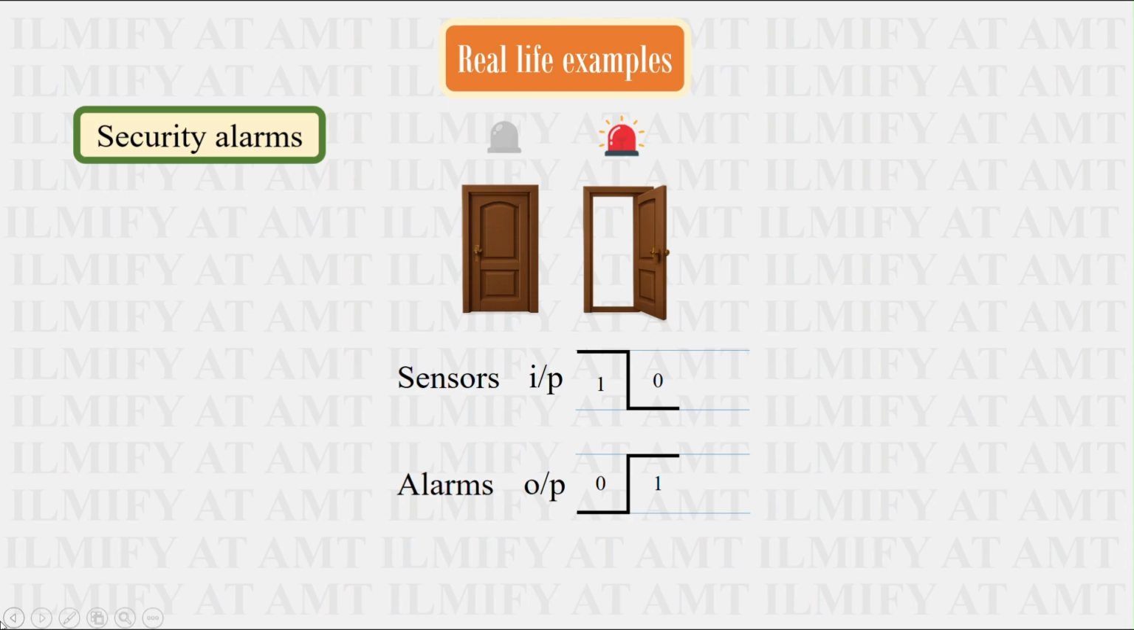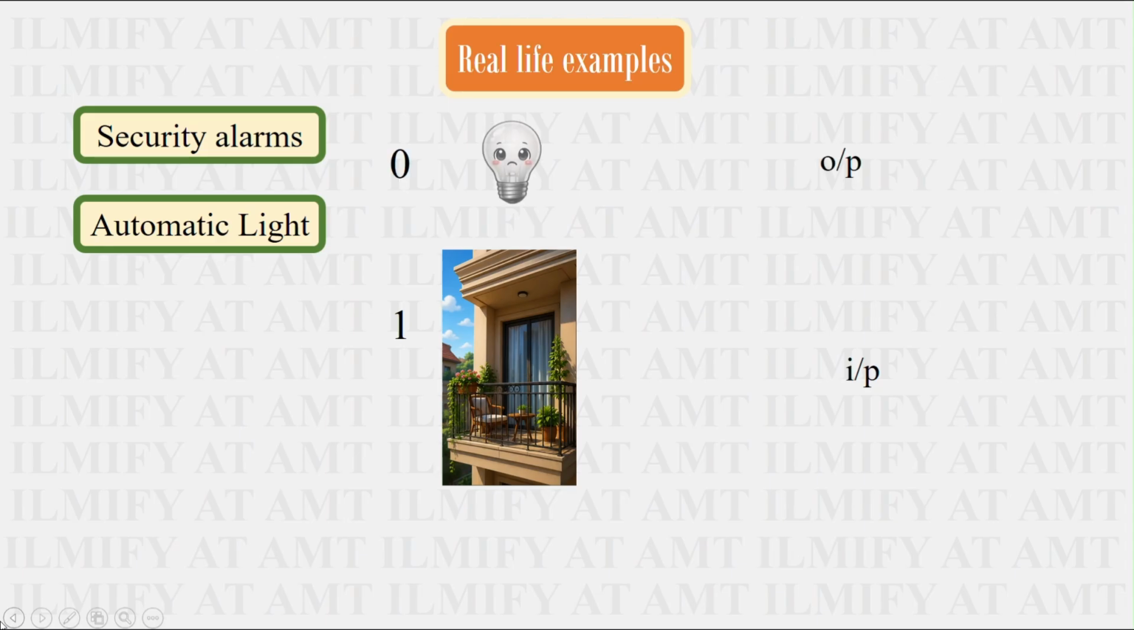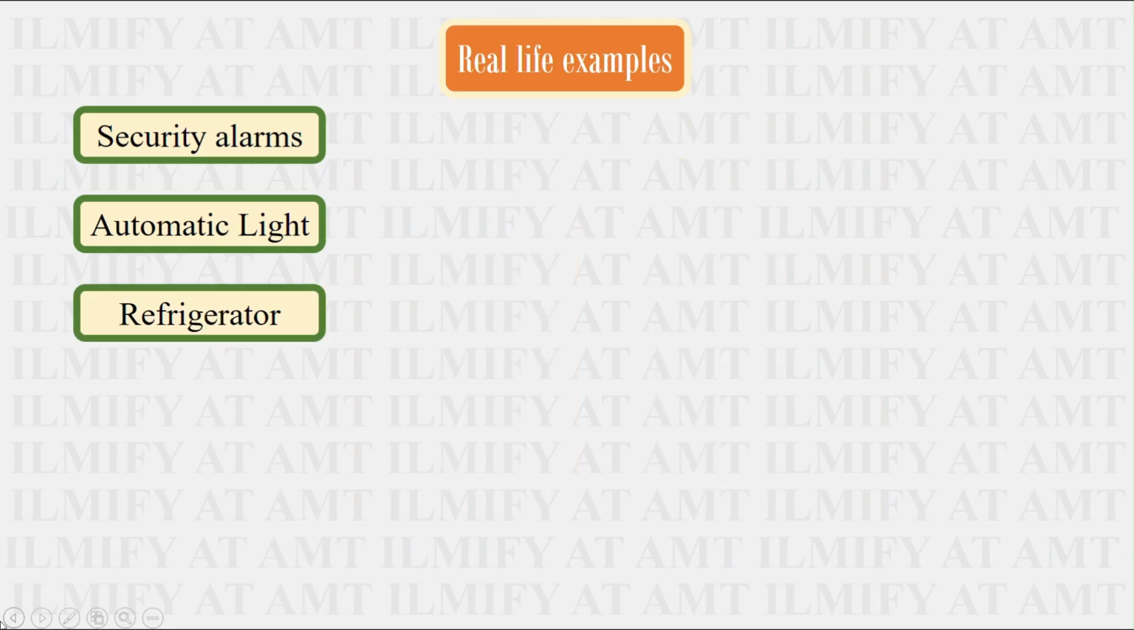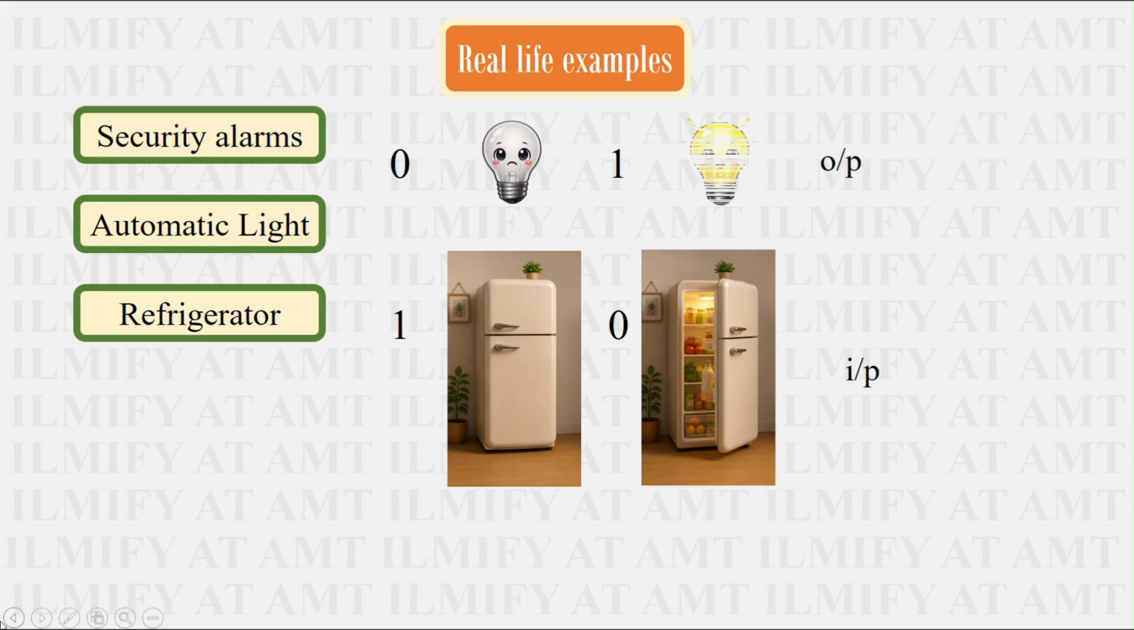Another example is automatic lights. When it's daytime, lights will stay off, but when it's night, the lights will automatically switch on. And how can you forget the curiosity game of childhood? The light of refrigerator. It has the same logic as well. When the door is closed, the lights are off. When the door is opened, the lights are on.